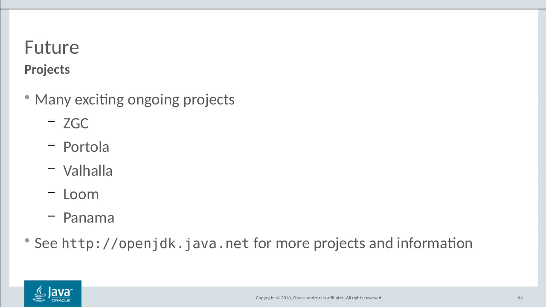So there is a lot of great work going on in the OpenJDK community. We see exciting projects such as ZGC, Portola, Valhalla, Loom, and Panama. These are only a few examples of the many projects that are currently being developed, and if you want more information about these projects, head to openjdk.java.net. In this talk, I want to quickly show you an introduction to two really cool projects, ZGC and Project Portola.